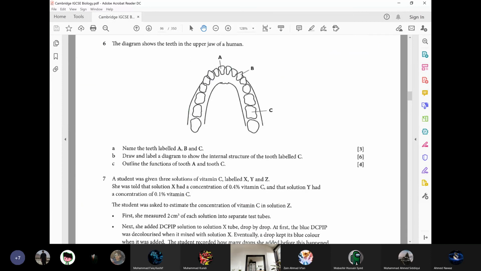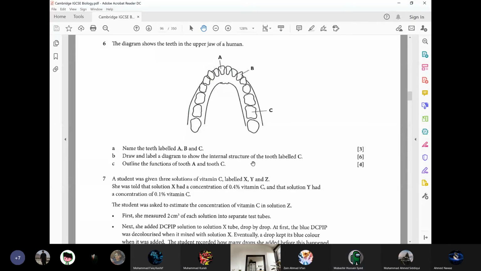Now, next question. The diagram shows the teeth in the upper jaw of a human. Now, boys, who will tell me which tooth is A? Incisors. Right? What is B? Canines. And what is C? Molars. Now, name, we have done that.